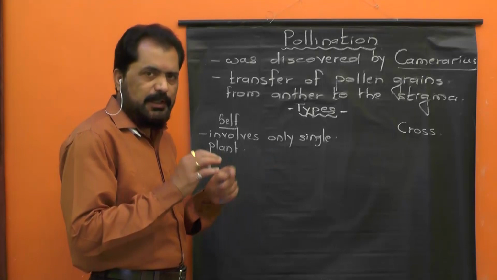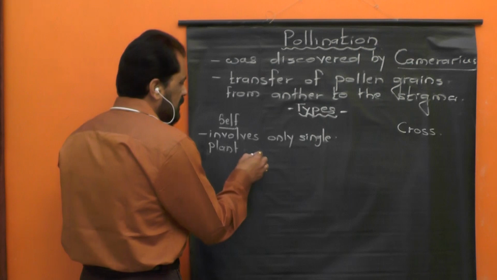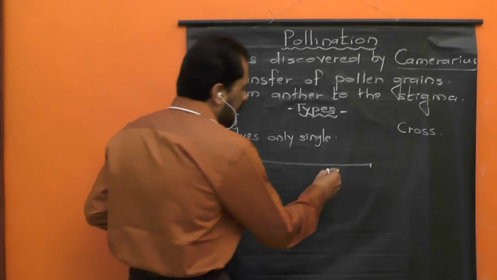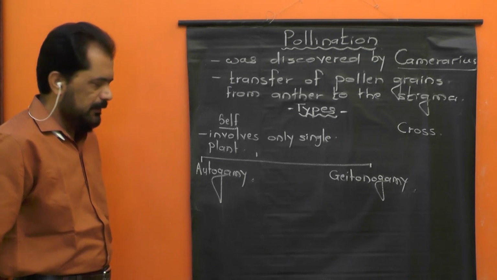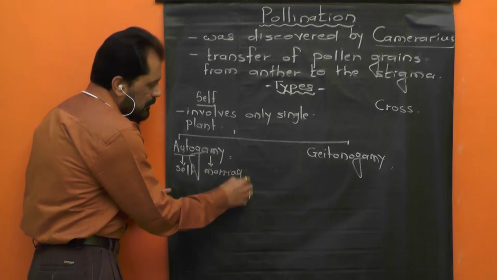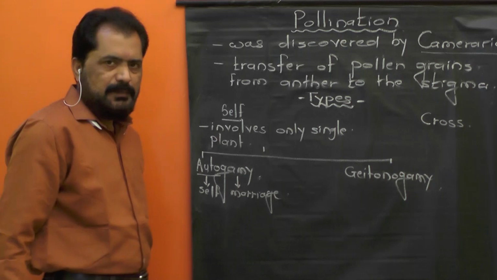Now, by drawing a diagram, I am also going to tell you the subtypes of self-pollination. Self-pollination is of two types: autogamy and geitonogamy. First of all, let us talk about autogamy. Here, auto stands for self, and gamos stands for marriage. Don't consider its literal meaning; marriage in the sense we can say crossing or pollination. Self marriage. Now what does it mean?